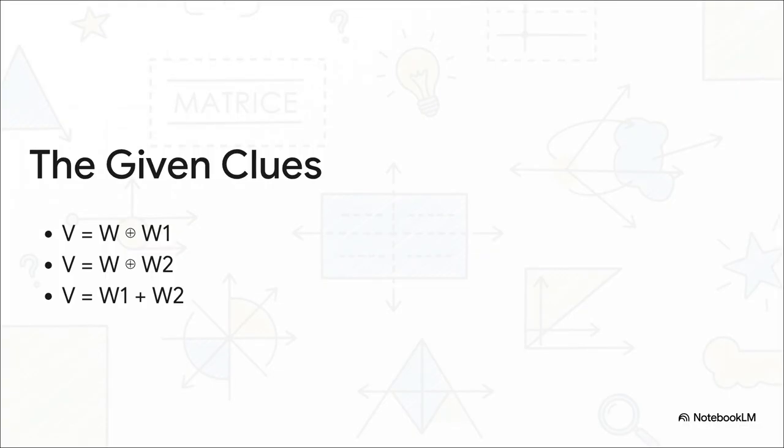And here they are, our first set of clues. These equations lay out the relationships between our suspects. Now, that little circle plus symbol, that means direct sum, which is a really specific way of putting spaces together. It tells us they build up the whole space V, but they only overlap in the tiniest way possible. It's kind of like two puzzle pieces that fit together perfectly, with no jagged edges hanging over. These clues right here, they're the bedrock of our whole investigation.